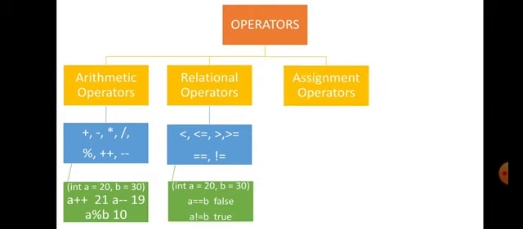Assignment operators. We will see what an assignment operator is. Equal to, plus equal to, minus equal to, this you already know. Star equal to, slash equal to, percentage equal to. Now this slash equal to and percentage equal to, you need not confuse with that. Slash equal to will take only the quotient and percentage equal to will take only the remainder value.